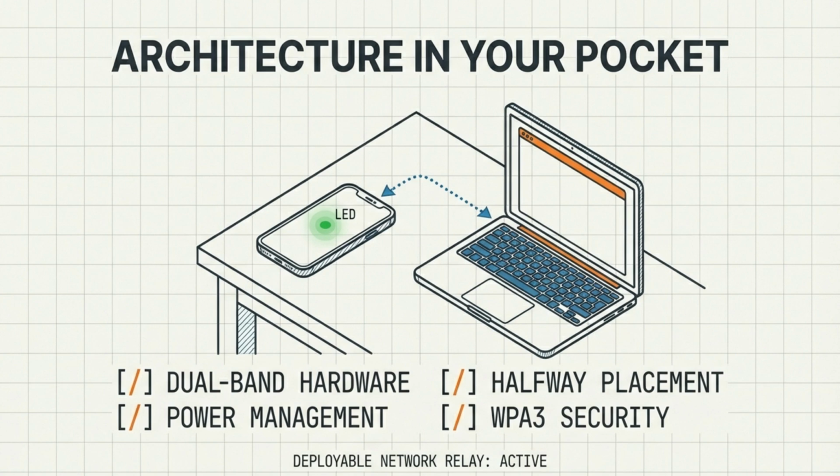The architecture in your pocket requires dual-band hardware, halfway placement, power management, and WPA3 security. This results in a deployable, active network relay.